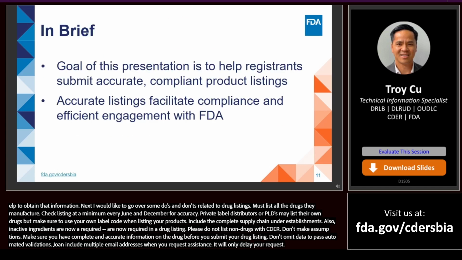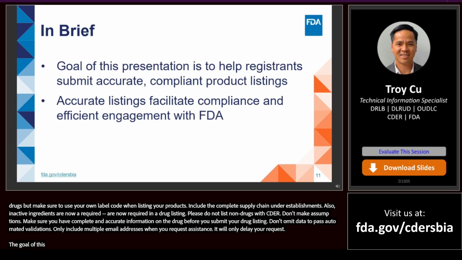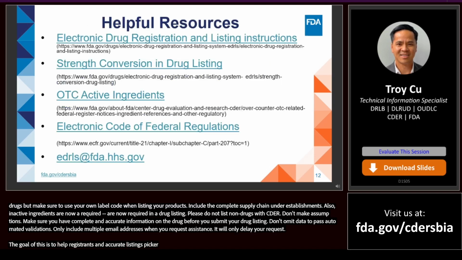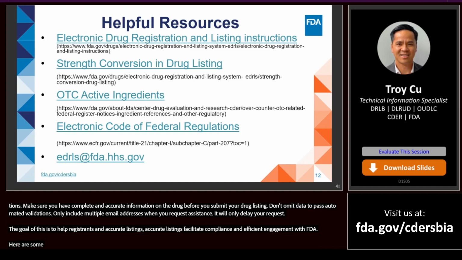In brief, the goal of this presentation is to help registrants submit accurate, compliant product listings. Accurate listings facilitate compliant and efficient engagement with FDA. Here are some helpful resources: electronic drug registration and listing instructions, strength conversion and drug listing, OTC active ingredients, electronic code of federal regulations, and our email address if you need any assistance.